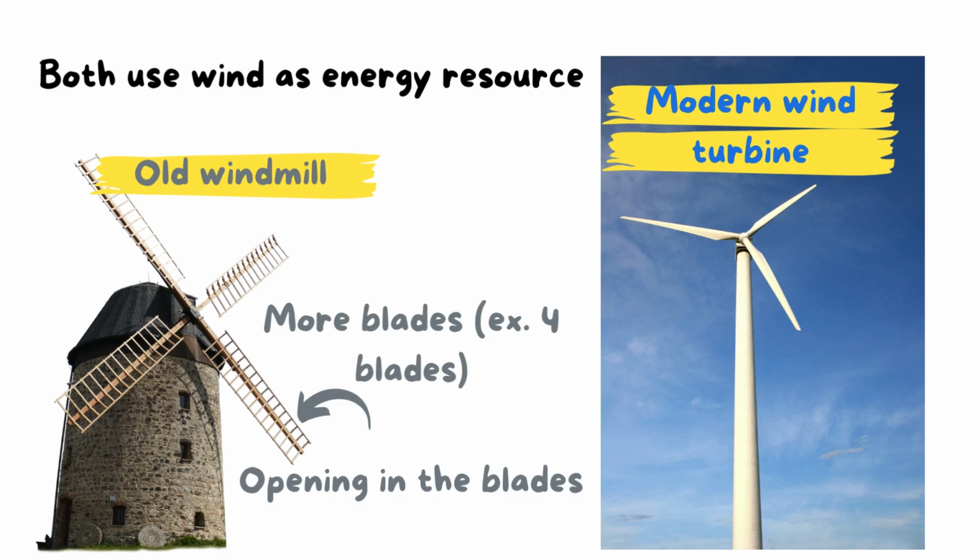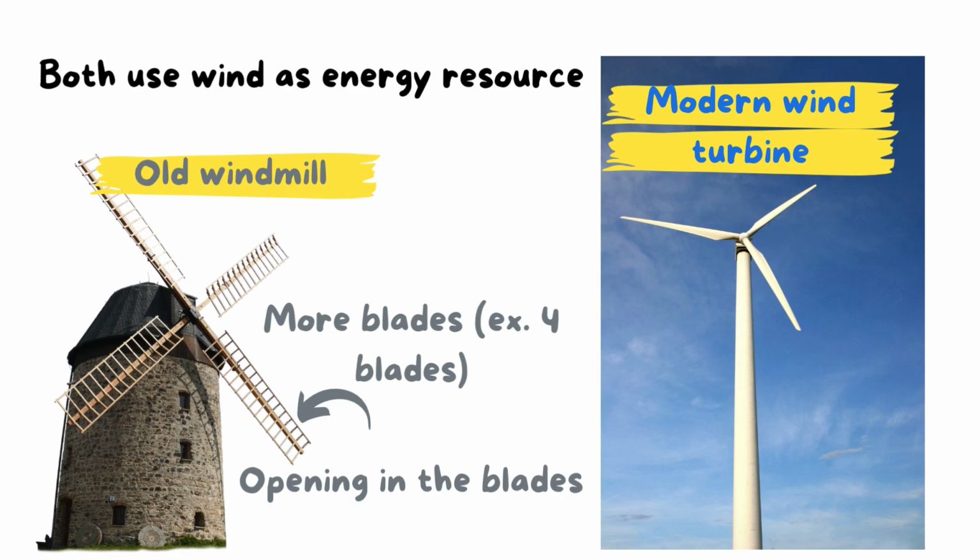Okay, but in the modern wind turbine, if you see the blades, you see what? There is no opening. Okay, there are no openings in the blades in the modern wind turbine. And what is the other difference? Yes, here in the old mill, there are more blades than in the modern wind turbines. As you see here, for example, it has 4 blades. The modern wind turbine has 3 blades.